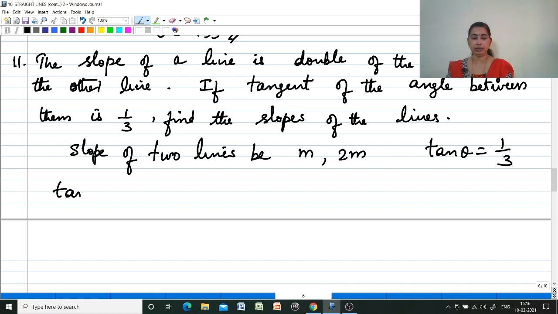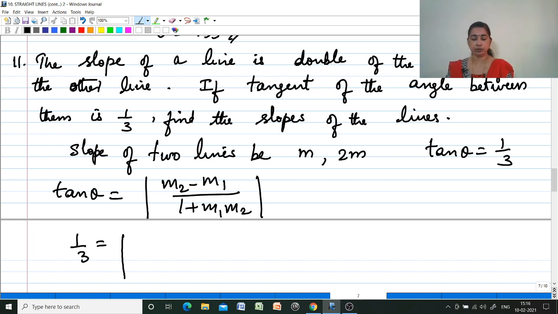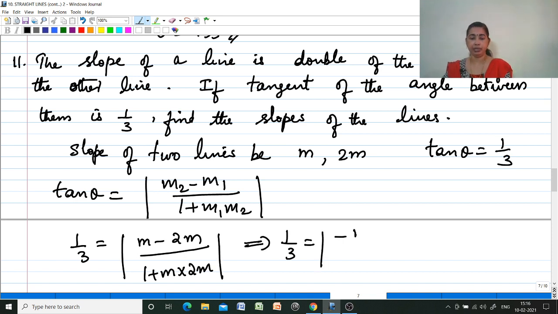So tan theta is equal to modulus of (m2 minus m1) divided by (1 plus m1 m2). In order to find the angle between 2 lines, we can use this formula. Tan theta is equal to 1 by 3, which is equal to modulus of (m minus 2m) divided by (1 plus m into 2m), and that is 1 by 3 is equal to modulus of minus m by 1 plus 2m square.